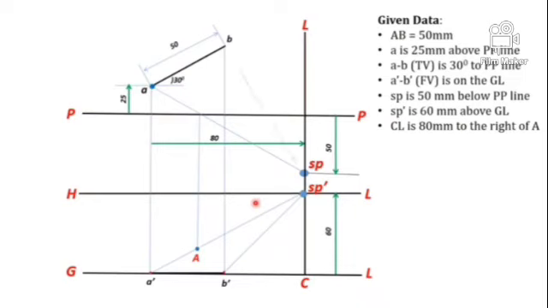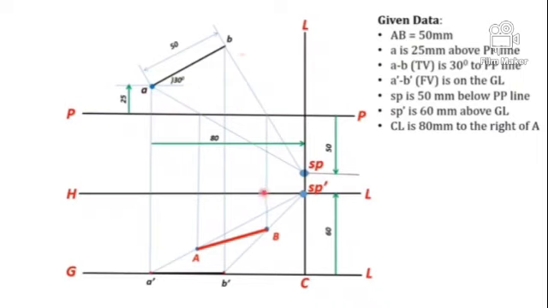And to find the perspective view of point B, you draw the top view visual ray from SP to B. Then from the intercept on PP, draw a perpendicular projector line towards the corresponding visual ray in front view, that is SP dash B dash. You will get capital B. Now if you join A and B, this line is the perspective view of the line AB. Okay, so this is the problem.